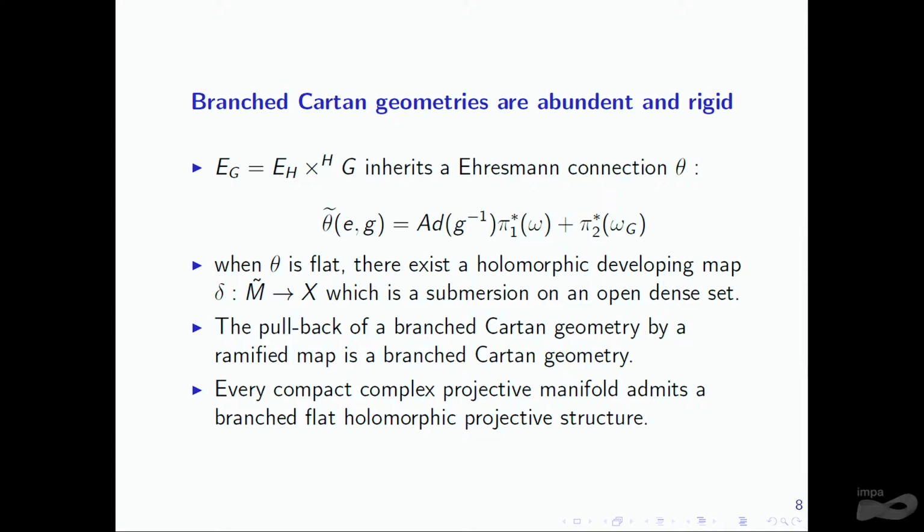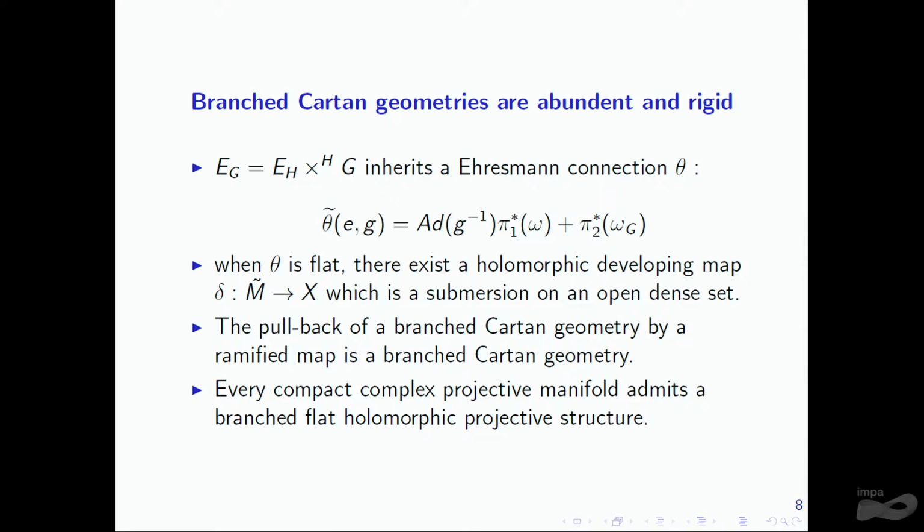In this definition, everything is built so that your geometric structure is invariant by pullback through ramified maps. You can pull back your bundle, and then when you pull back your form omega, you will have some degeneracy of omega, but it's still a holomorphic form. This enables one to have many examples of such Cartan geometries.